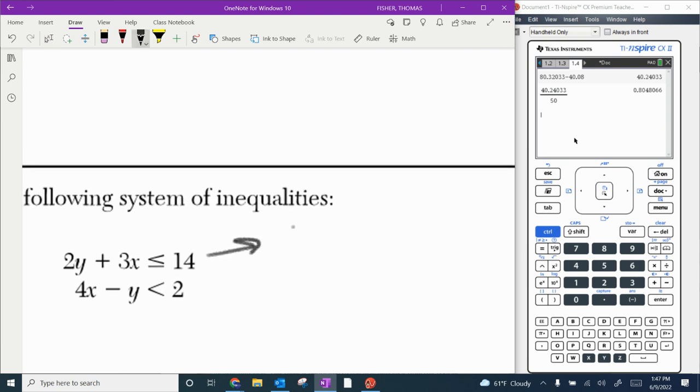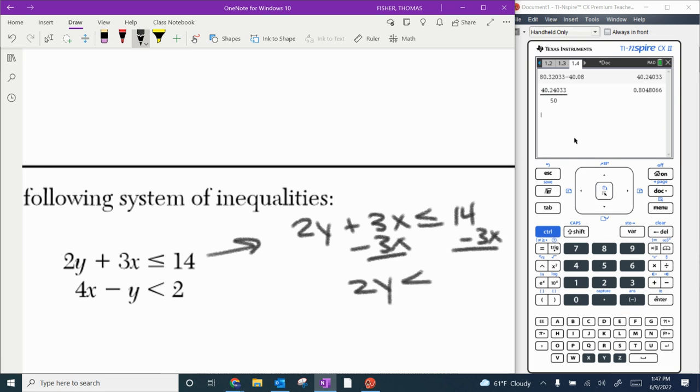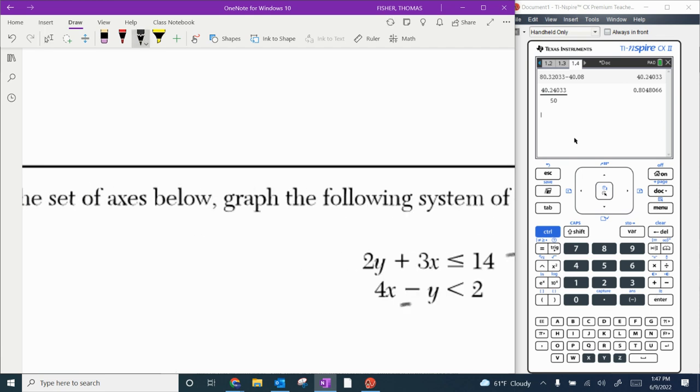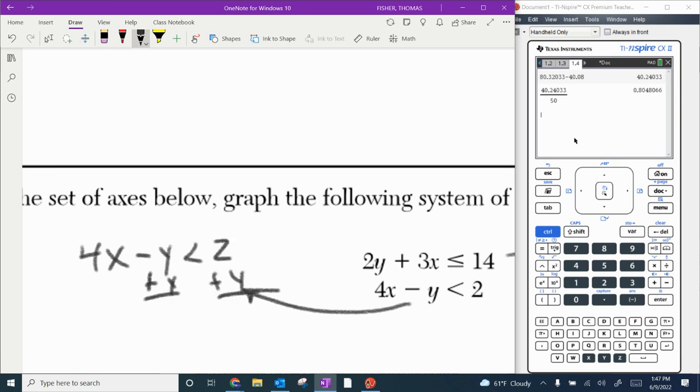Let's solve each one for y. So 2y plus 3x is less than or equal to 14. Minus 3x, minus 3x, 2y, sorry, is less than or equal to 14 minus 3x. Divide everything by 2. y is less than or equal to 7 minus 3/2 x. The other one, I'm going to move the y over to avoid dividing by a negative. 4x is less than 2 plus y, minus 2, minus 2.